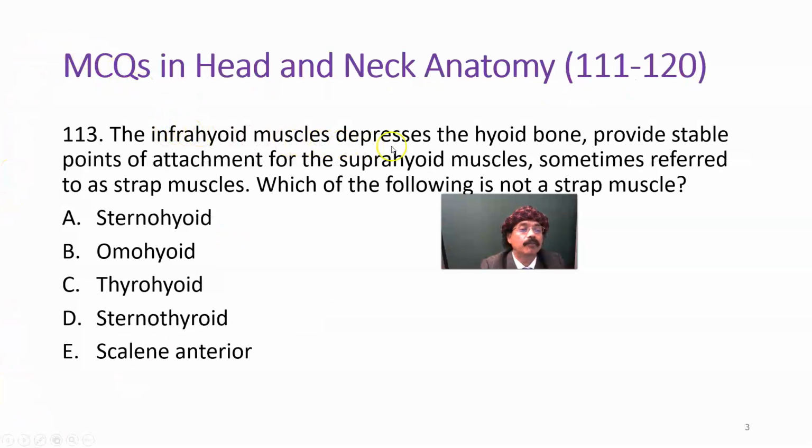The infrahyoid muscles depress the hyoid bone and provide a stable point of attachment for the suprahyoid muscles, sometimes referred to as strap muscles. Which of the following is not a strap muscle? Sternohyoid, omohyoid, thyrohyoid, sternothyroid, scalene anterior. These all are strap muscles, also called ribbon muscles. Only this is the exception. Scalene anterior is not a strap muscle.